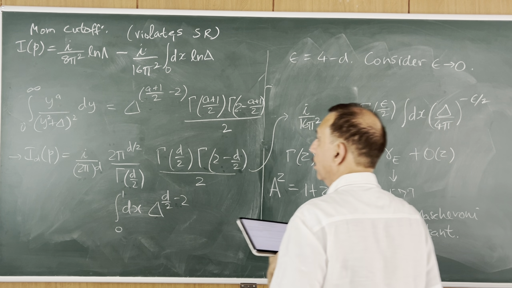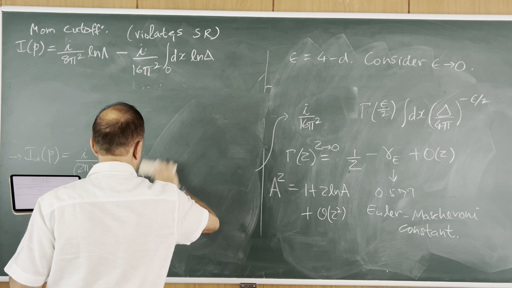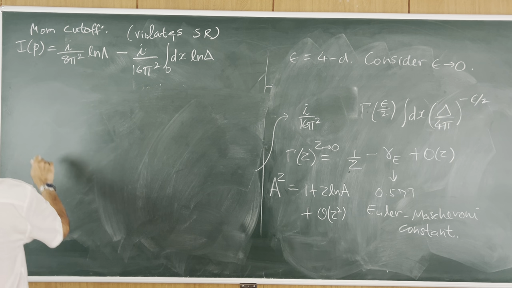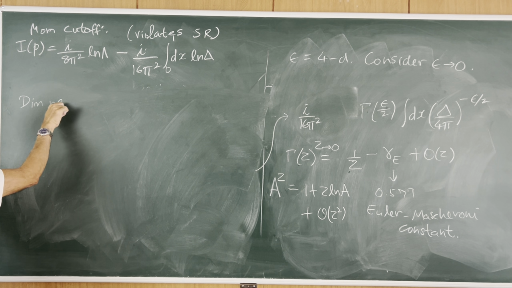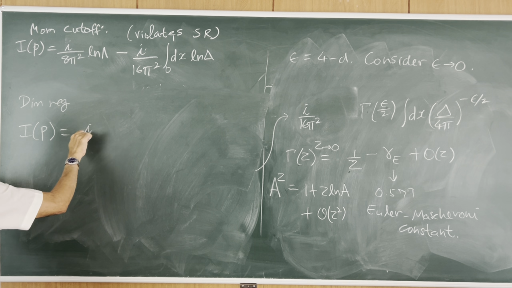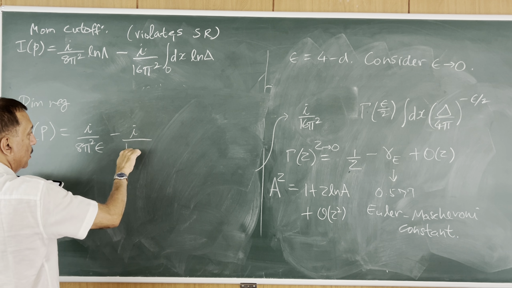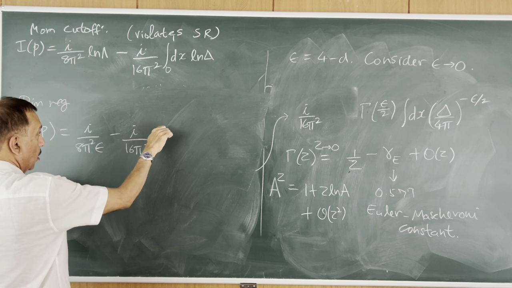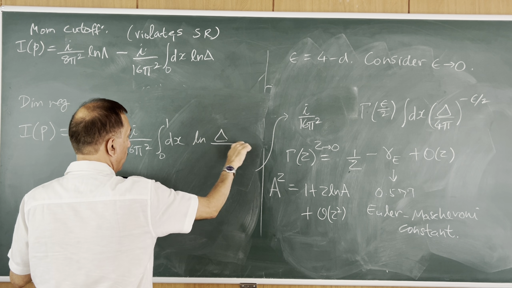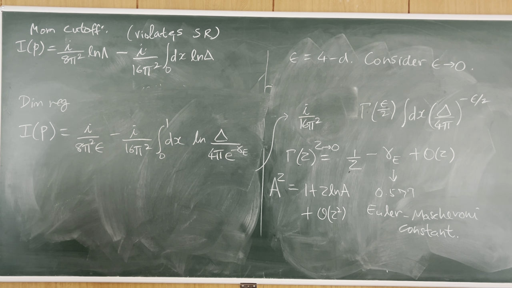And if we put all this together, then we finally get a formula which I'm going to write here, which is the dimensional regularization formula for the same integral. It's also cutoff dependent, and it is i over 8 pi squared epsilon minus i upon 16 pi squared integral 0 to 1 dx log of delta upon 4 pi e to the minus Euler constant.